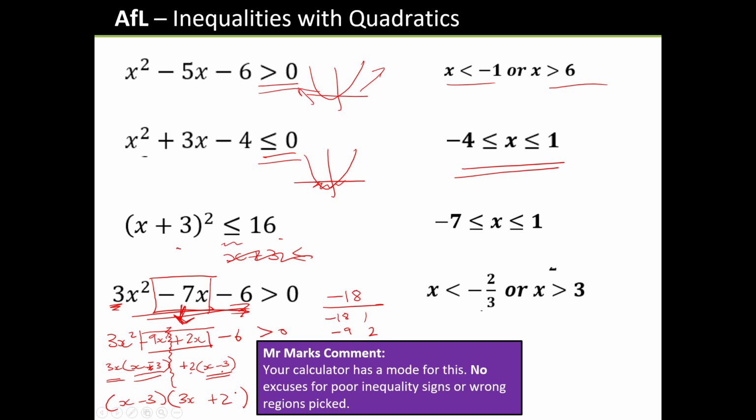Hopefully you are familiar with it. If not, you really do need to practice this. You need to be fluent with this, okay? Or inspection is also fine. But that's a nice way that we could get those values. And then when we get those values, we know that this is a positive quadratic, okay? We know that it's greater than 0, so we see the pattern already. To the left, to the right. That's why the word or is there.